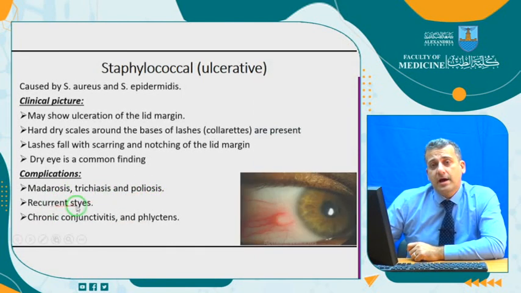There can be recurrent styes. As we said here, there is inflammation by an organism around the lashes, so this can lead to recurrent styes. There will be chronic conjunctivitis because these dried scales, when they touch the conjunctiva, will lead to its irritation and cause conjunctival inflammation called conjunctivitis. And phlyctens. Phlycten means a nodule-like lesion, as you can see here in the conjunctiva, surrounded by vessels, okay, and this nodule is raised. This is due to inflammation and irritation of the conjunctiva. So these are the complications of staphylococcal ulcerative blepharitis.